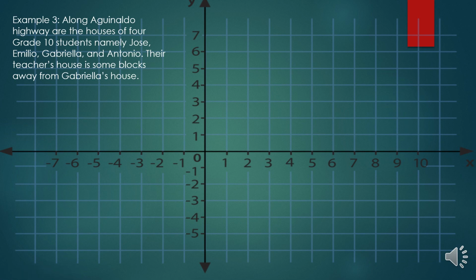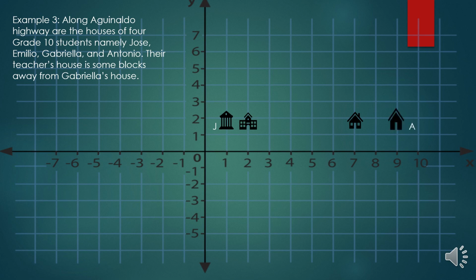Example number 3. Along Aguinaldo Highway are the houses of 4 grade 10 students, namely Jose, Emilio, Gabriela, and Antonio. Their teacher's house is some blocks away from Gabriela's house. Question number 1. What is the distance between Emilio's house and Gabriela's house?